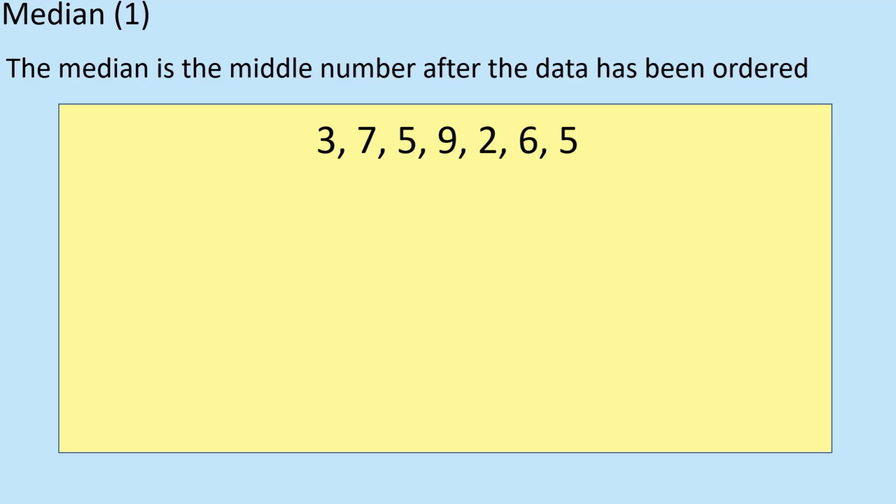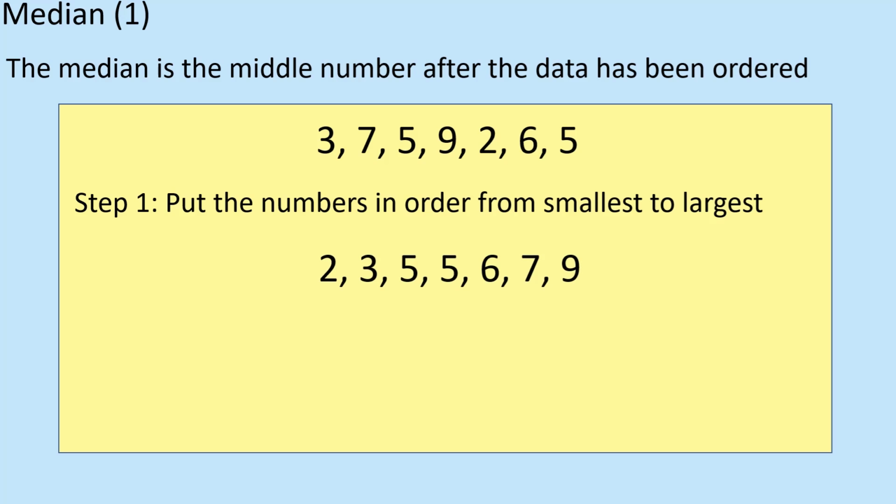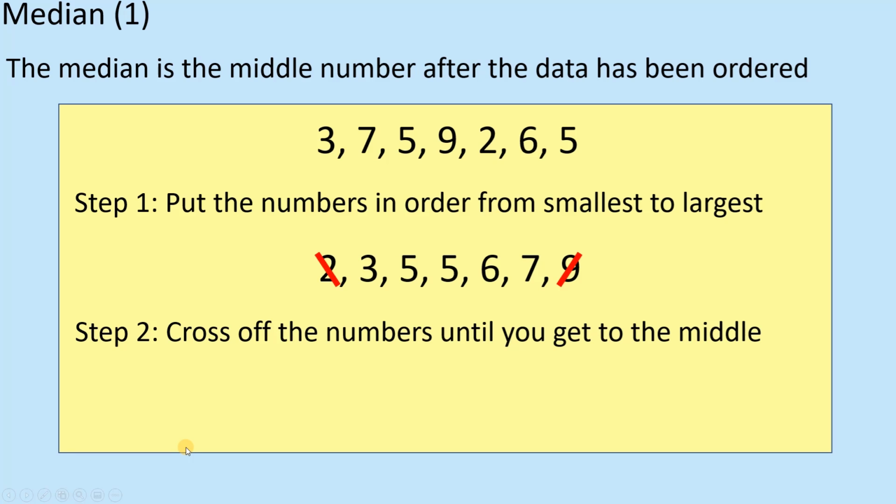If I look at the set of numbers 3, 7, 5, 9, 2, 6, 5, the first thing I need to do is put them in order. So 2, 3, 5, 5, 6, 7, 9, and then I'm trying to find the one that's in the middle. If I look very carefully, I could chalk them off from either side. I'll get rid of those two, those two, those two, and the one that is left is the median. So in this case, my median is going to be 5. Easy concept to bear in mind, not a problem at all.